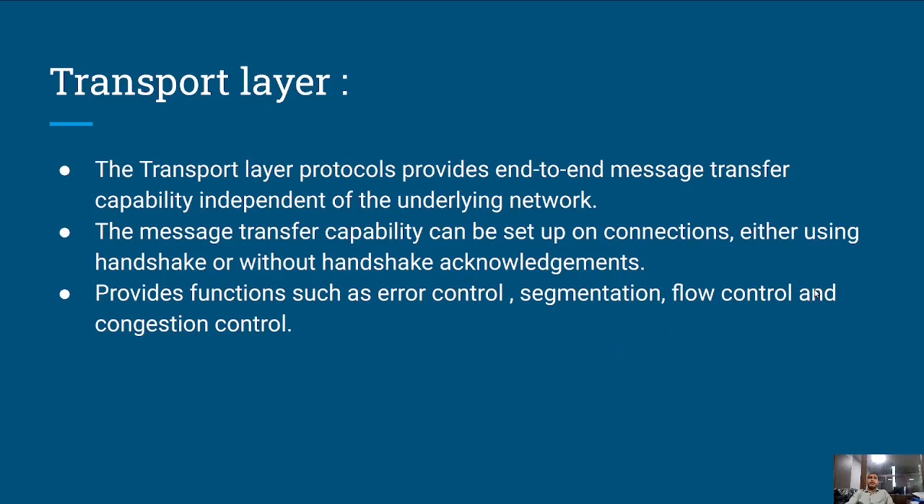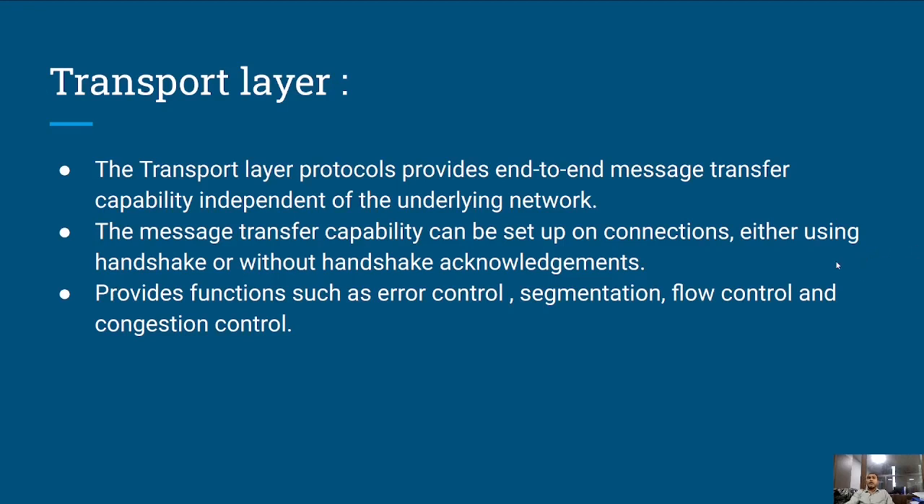Next is the transport layer. The transport layer protocols provide end-to-end message transfer capability independent of the underlying network. So if you want process to process delivery of packets, this layer is responsible for it. The communication can be with or without handshake acknowledgements, and the major responsibilities of the transport layer include error control, segmentation, flow control, and congestion control.